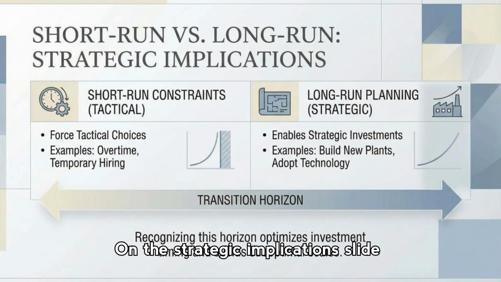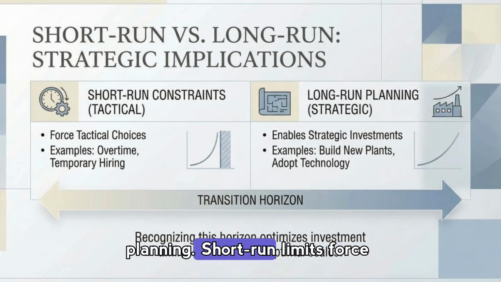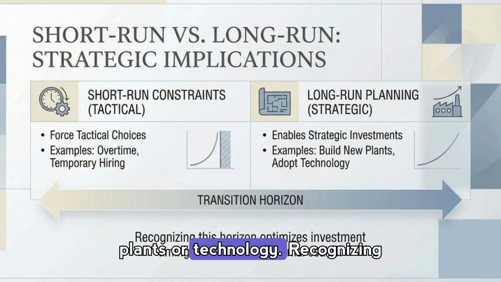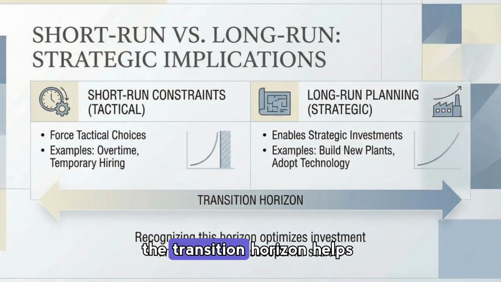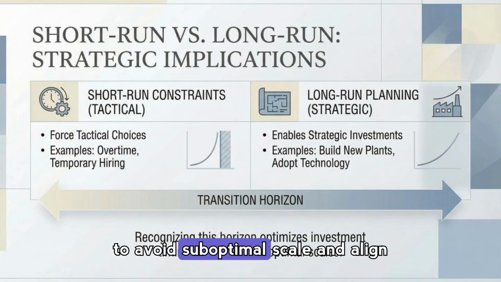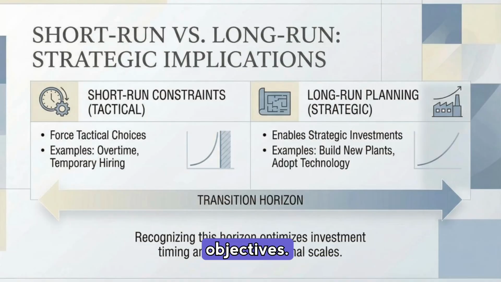On the strategic implications slide, we highlight the difference between short-run constraints and long-run planning. Short-run limits force tactical responses like overtime or temporary hires, while long-run planning enables investments in new plants or technology. Recognizing the transition horizon helps managers time capacity investments to avoid suboptimal scale and align short-term actions with long-term objectives.